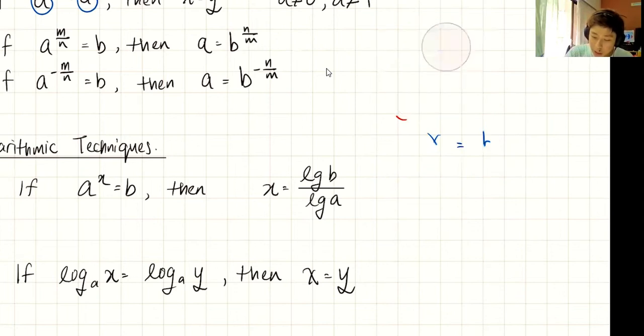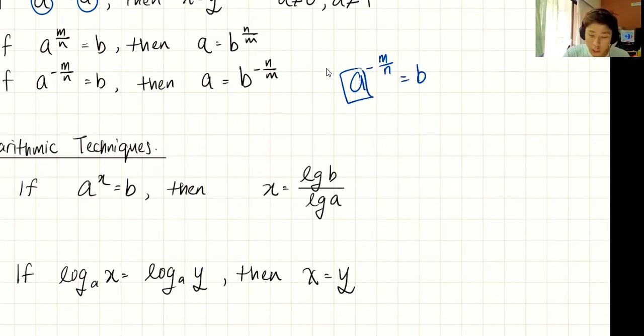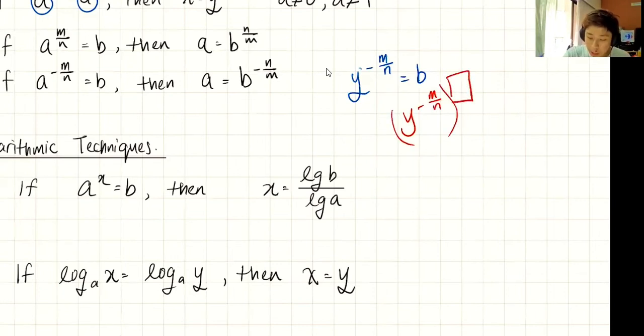Similarly, if you have something like this, a to the power of negative m over n is equals to b, what do you do if you want to find a? Let's not use a, because a is a bit too theoretical. Let's just use y. y to the power of negative m over n. So how do I make this power 1? I've got to power y equals to y to the power of negative m over n, power of something.